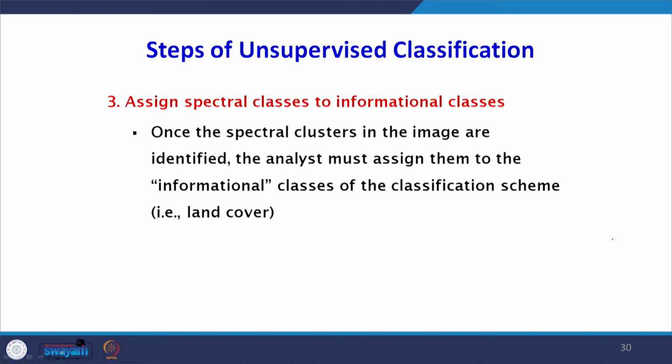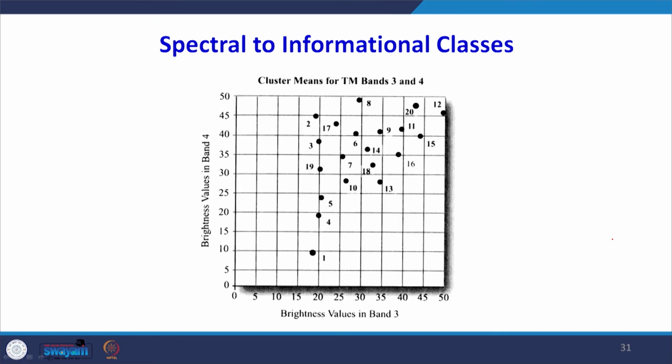So, assign those spectral classes to information classes. This is where we require ground truth data, field data, reference data, or sometimes the classified map has to be taken to the ground in order to verify which kind of class could be present in the data. So, that is how spectral classes are converted to informational classes.